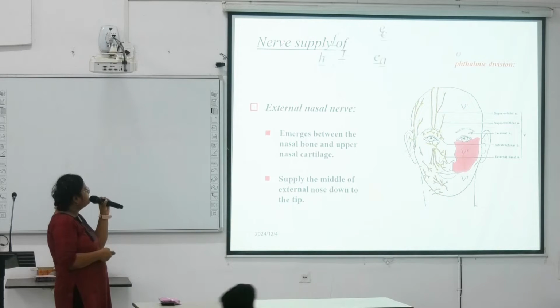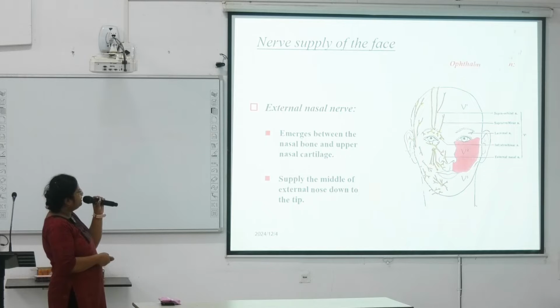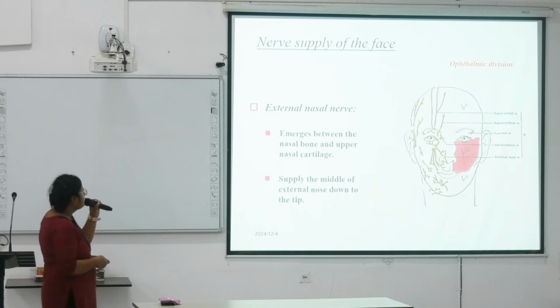Next is the external nasal nerve. It emerges between the nasal bone and the upper nasal cartilage, and it supplies the middle of the external nose down to the tip. So this is the supplying area, near the tip of the nose.